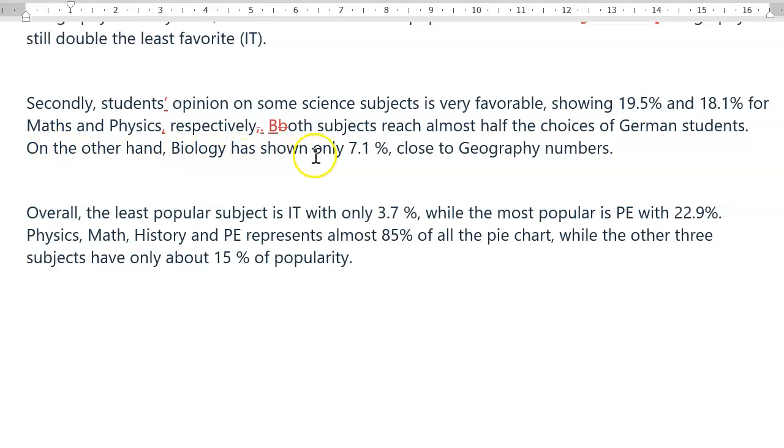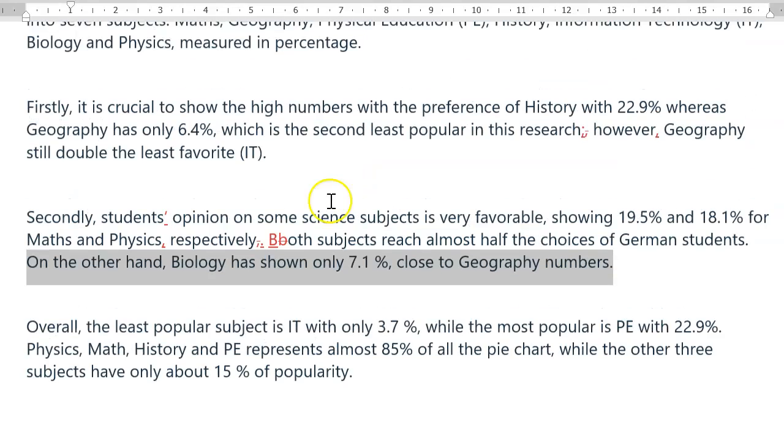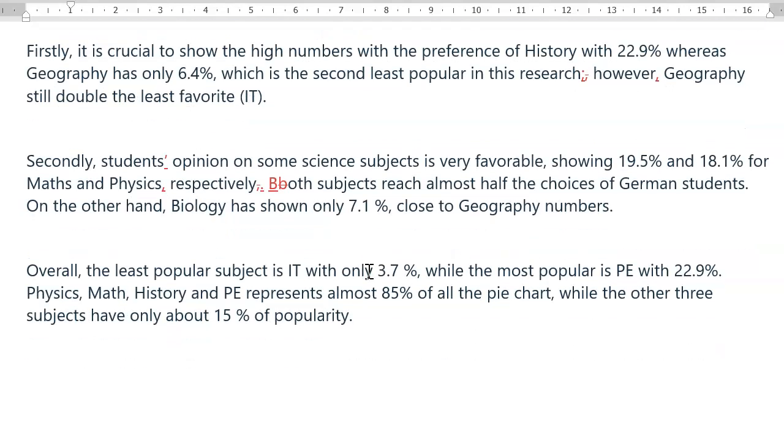On the other hand, biology has shown only 7.1%, close to geography numbers. 7.1% in what? I know that you would have to revolve in the same expressions for popularity and being preferred or chosen or whatever. But yeah, that would demonstrate that you have a good range of vocabulary. So you would have to say has shown only 7.1% in what? In popularity, in being preferred. Find out another way of saying that, not simply mentioning the number.